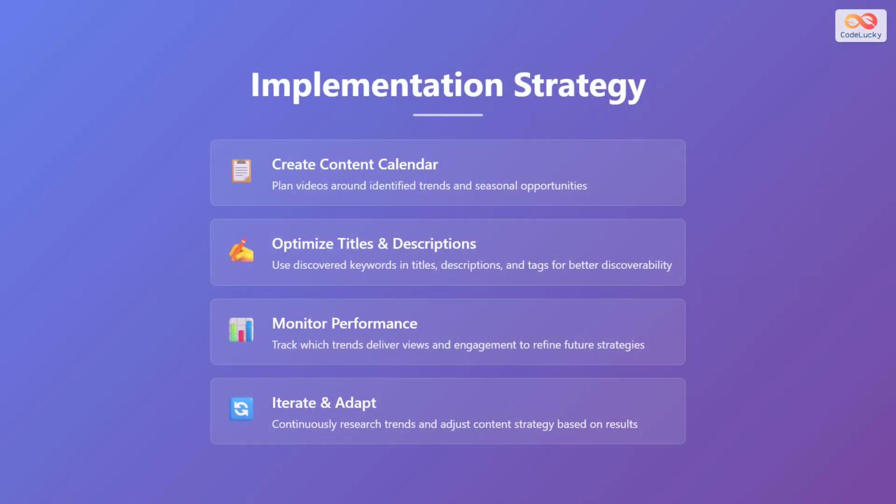Now it's time to put your research into action. Create a content calendar around the trends and opportunities you've identified, including seasonal windows. Optimize your titles, descriptions, and tags using the keywords you've discovered through research. Your titles and descriptions should feel natural while incorporating search terms people use. Monitor your video performance carefully. Track which trends actually deliver views and engagement versus which ones don't. This data refines your strategy over time. Finally, iterate and adapt continuously. Trend research isn't one-time work. Keep researching, keep testing, and keep adjusting your strategy based on what the data shows.